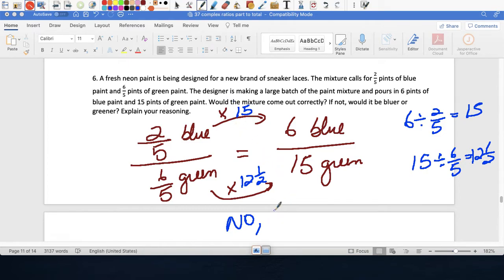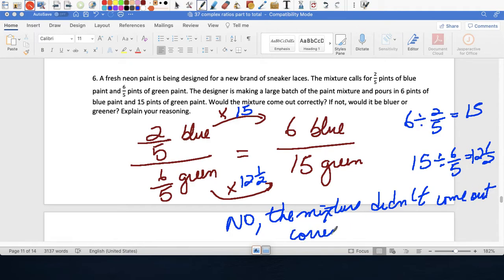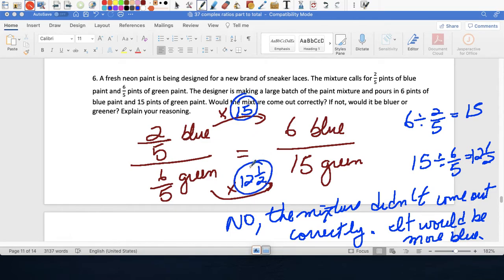No. Let's see. Now the mixture didn't come out correctly. It would be more blue. Why? Because they used more. See how there's 15 blue and 12 and a half green? They used too much blue.